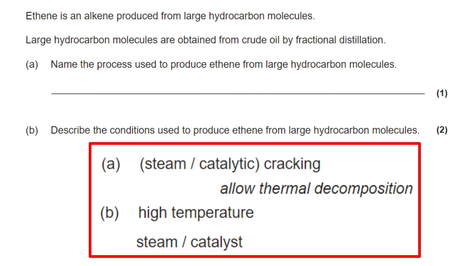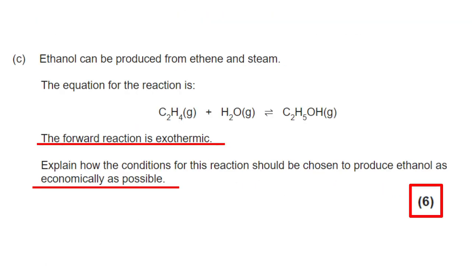Now, here are some real-life exam questions. Name the process used to produce ethene from large hydrocarbon molecules. You should remember that as cracking, that's part A. And describe the conditions used to produce ethene from large hydrocarbon molecules. That is high temperature and a catalyst. Moving on in this question, they then talk about ethanol and so on.